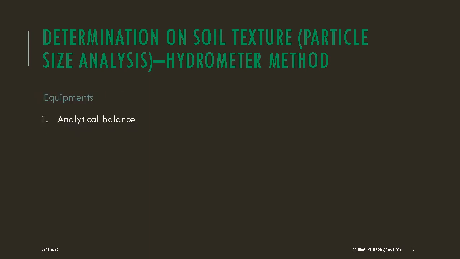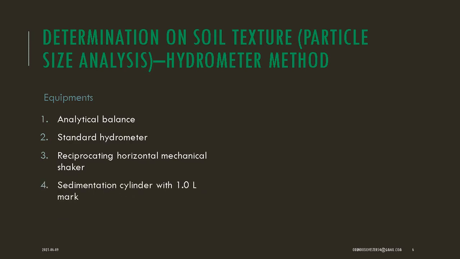In determining the soil texture using the hydrometer method, here are the equipment and reagents that you need. One is an analytical balance, which helps you weigh the amount of soil that you need. A standard hydrometer gives you the density of a particular solution or suspension. A reciprocating mechanical shaker helps you do thorough mixing of the suspension. We have also the cylinder that is marked to 1 liter, which is very important. It gives you the volume of the suspension.